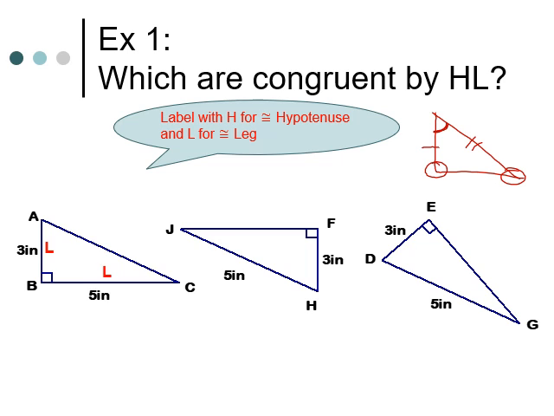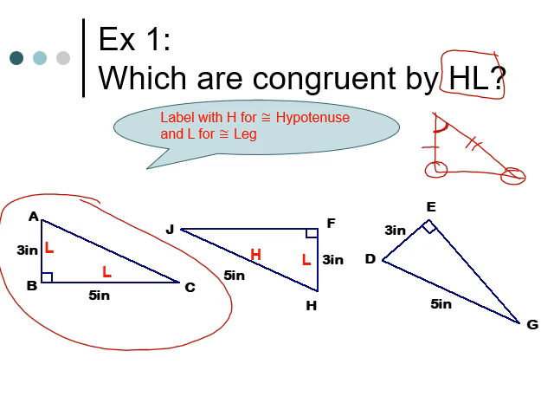So here's the deal, okay? If we're going to use HL, it has to be one of the non-included angles. In other words, if we look at part A, the first one here, you see how this side's 3 and this side's 5. This right angle is between them, it's included. This cannot be HL. It cannot be HL.